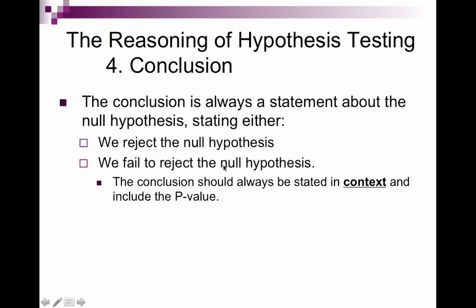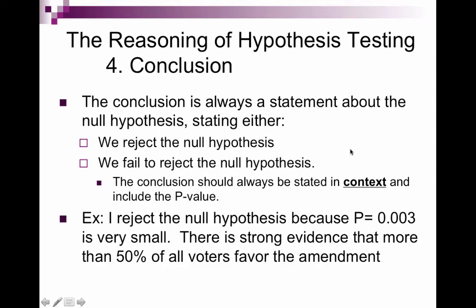You either reject the null or fail to reject the null. You are basing it on the p-value, so the p-value is included in the conclusion, and you explain what that means in the context of the situation. For example, I might say that I reject the null hypothesis because p equals 0.003 is very small. There is strong evidence that more than 50% of all voters favor the amendment. Again, I just made up the context here, just gave an example. This is what a conclusion would look like.